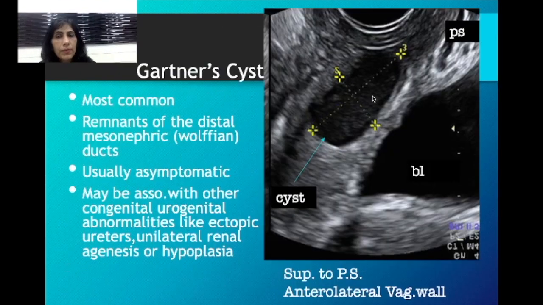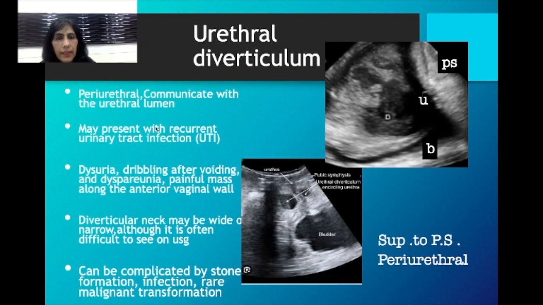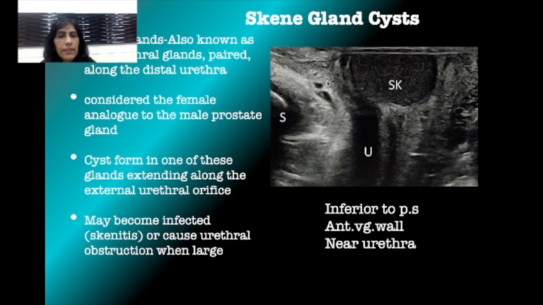No? If you go back to the previous picture, can you see? This is the urethra, and the anterior vaginal wall would be next to the urethra. So it is closer to the bladder. So we come back to this. This is the Skene gland cyst, and it is not showing any communication with the urethra.